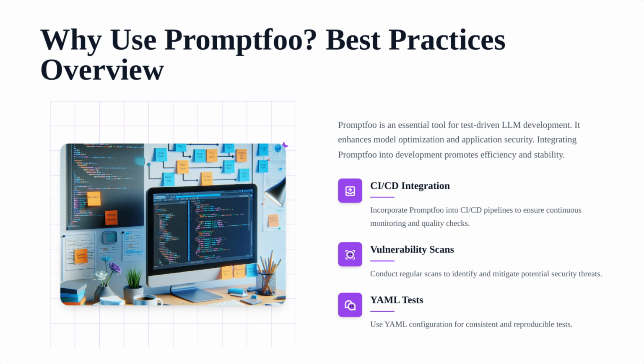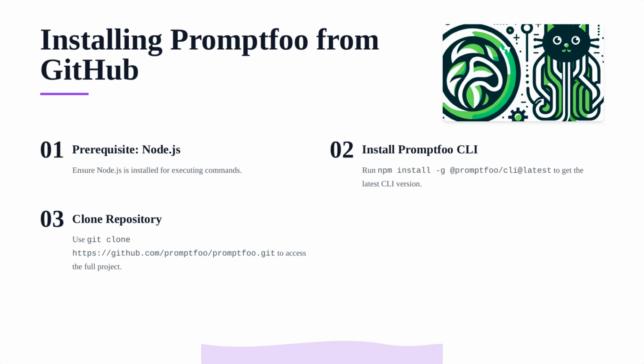To install Promptfoo from GitHub, first make sure Node.js is installed on your machine, since it's required to run the command line tools. Next, install the Promptfoo CLI by running npm install -g promptfoo@latest. This gives you the latest version of the CLI and makes it available globally. If you want access to the full project source, you can also clone the repository with github.com/promptfoo/promptfoo.git. That's useful when you want to explore the codebase or work directly with the project files.